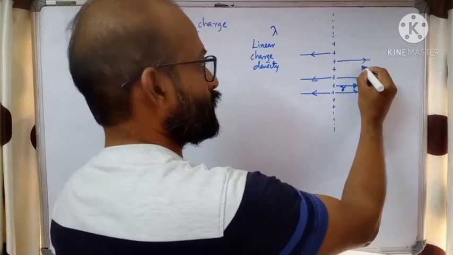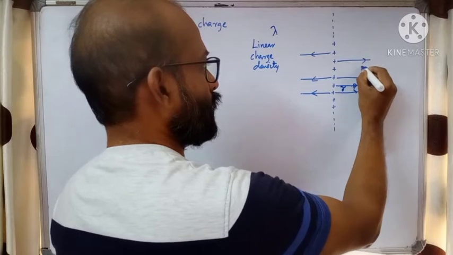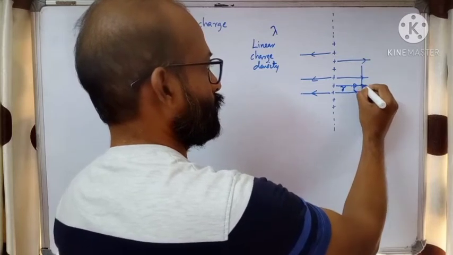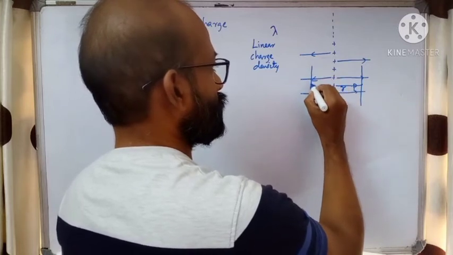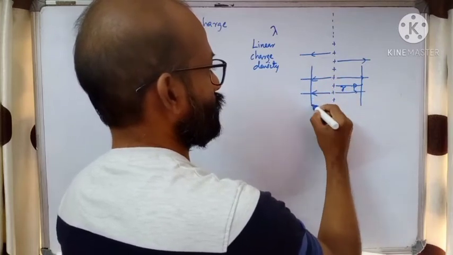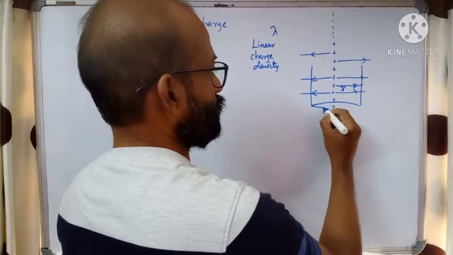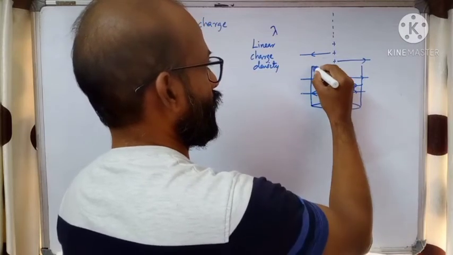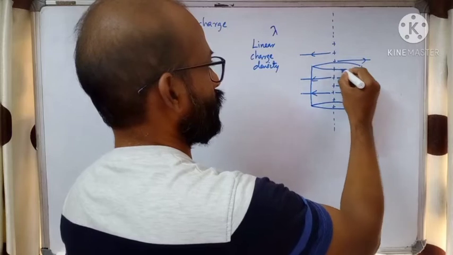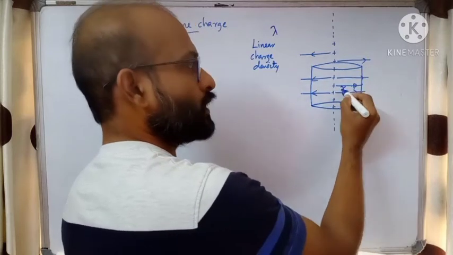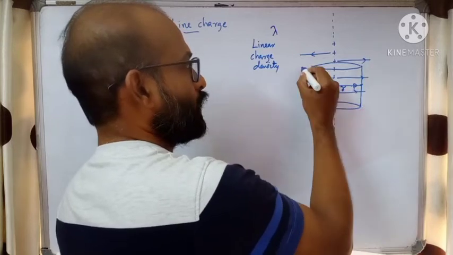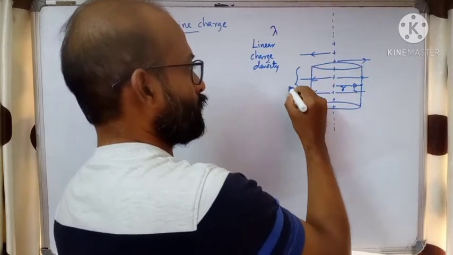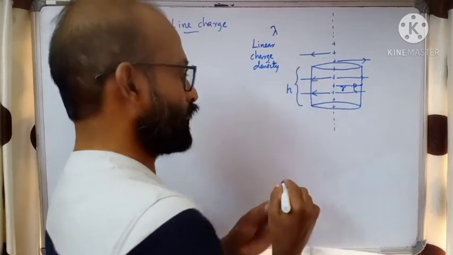I am going to consider a cylinder like this, where the line charge is the axis of the cylinder. Small r is the radius of the cylinder. This is our point P. Let us consider h as the height of the cylinder.